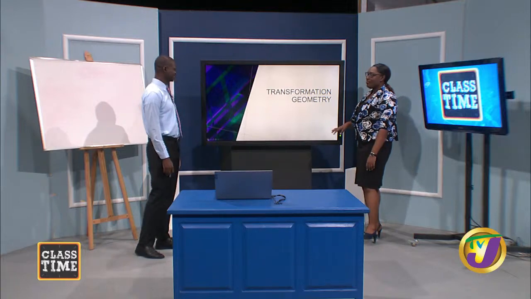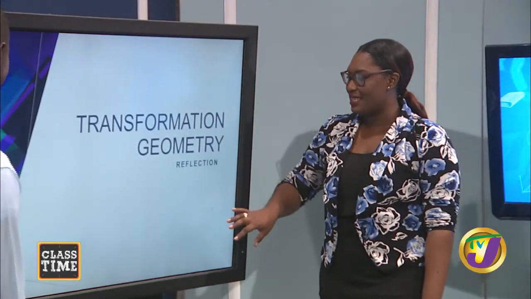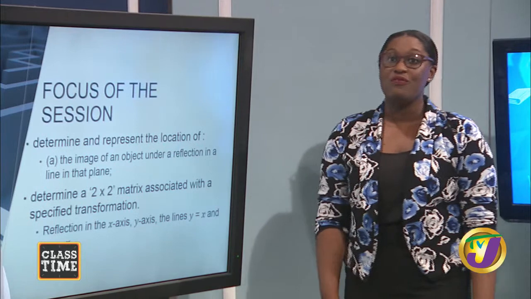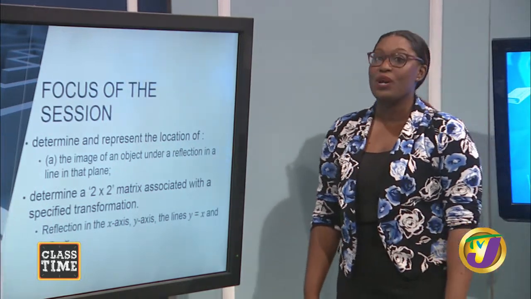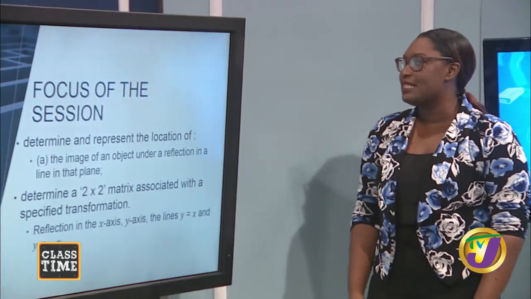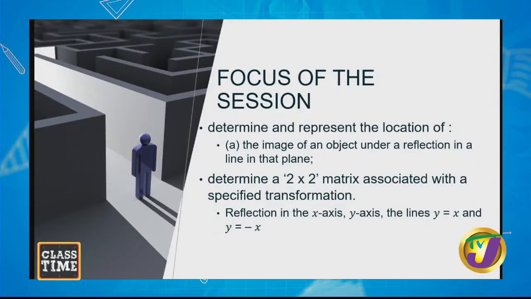So, we're looking at reflection today. The focus of today's lesson is determining and representing the location of the image of an object under reflection in a line in that plane. We're also going to be determining a 2x2 matrix associated with the reflection, whether it's reflecting in the x-axis, y-axis, the line y equals x, and the line y equals negative x.